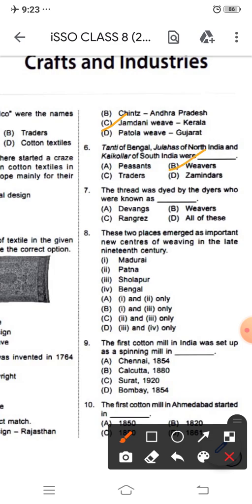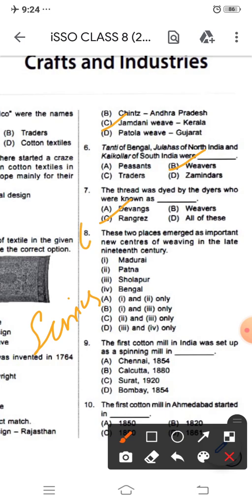Next, the thread was dyed by the dyers who were known as dash. Options: Devangas, weavers, ringers, all of this. The correct option is ringers. Next question is the series based question.